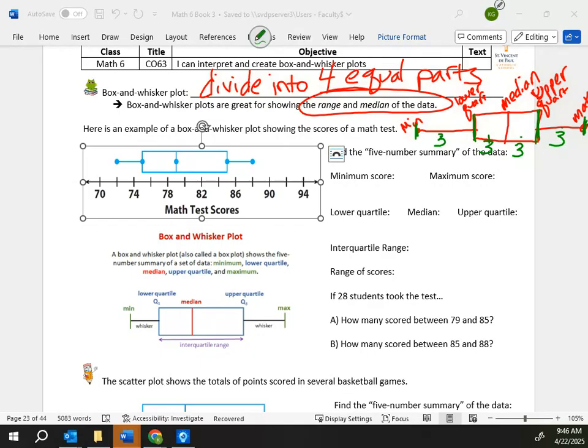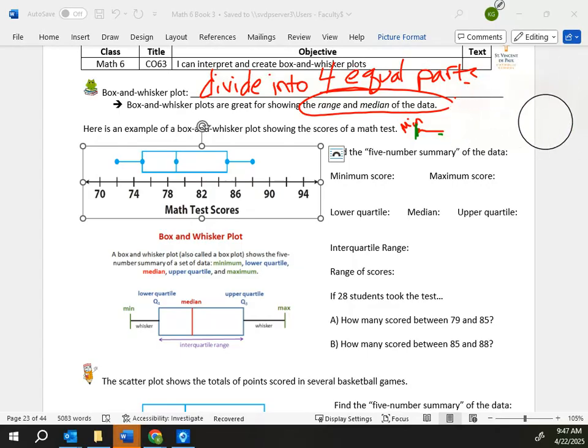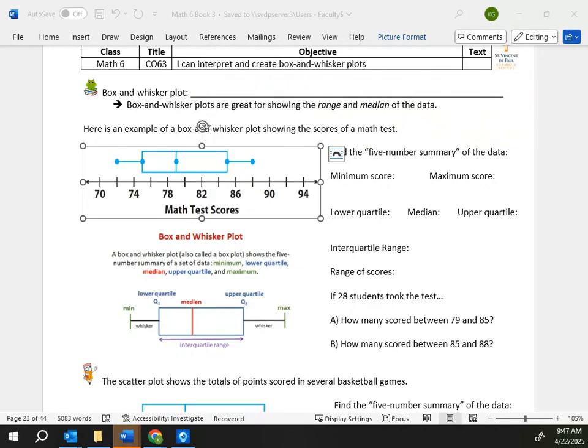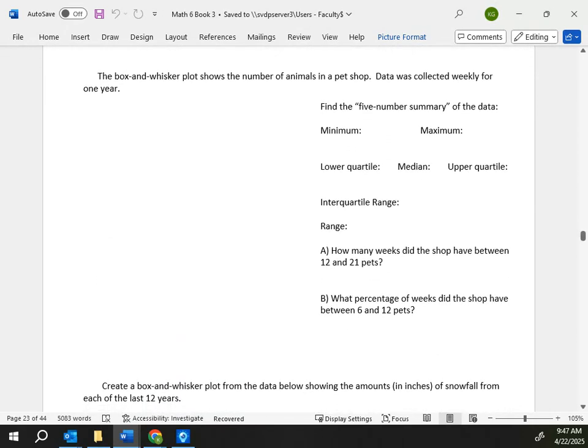Okay? 4 sections, divide up all, how many data points you have, count them up, divide it by 4, and then make sure you have the same number of data points in each section. Then that'll help you answer your questions. Label your box and whisker, divide it into your 4 parts. So let's look at our next page and see if we can use that information.